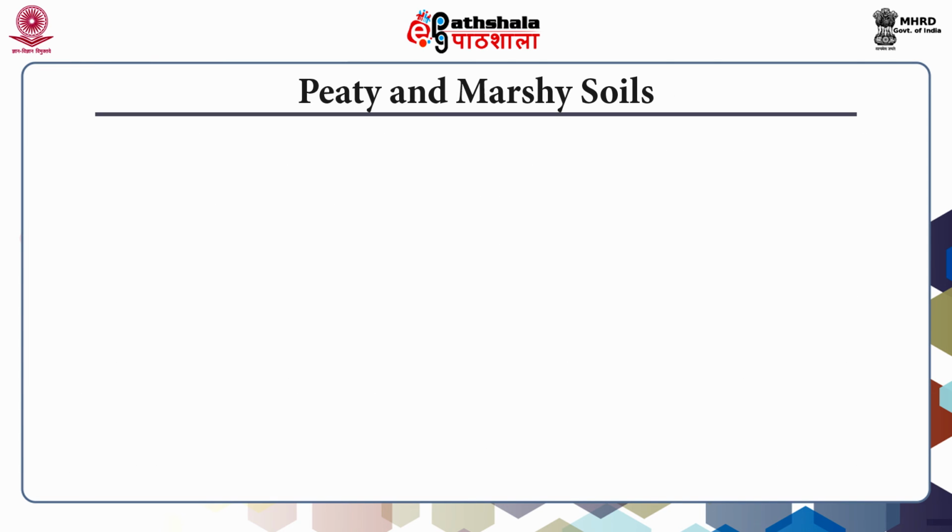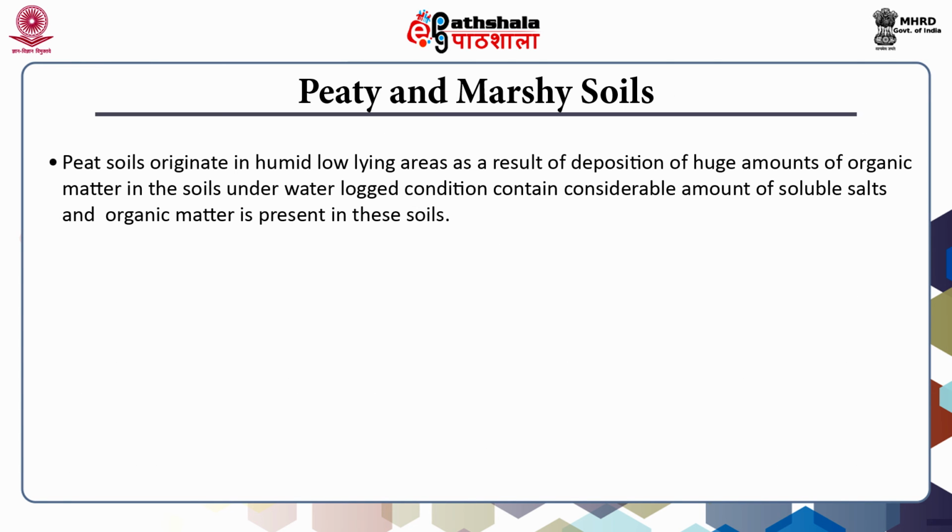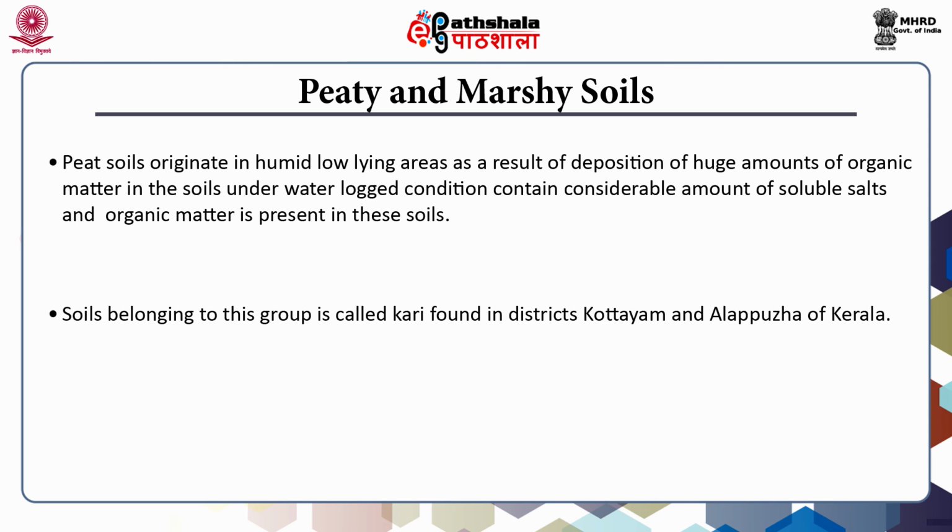Next is peaty and marshy soil. This kind of soil originated in humid regions as a result of accumulation of large amounts of organic matter in the soil. These soils contain considerable amounts of soluble salt and 10 to 40% of organic matter. Soils belonging to this group are found in Kottayam and Alappuzha districts of Kerala, where it is called Kari.